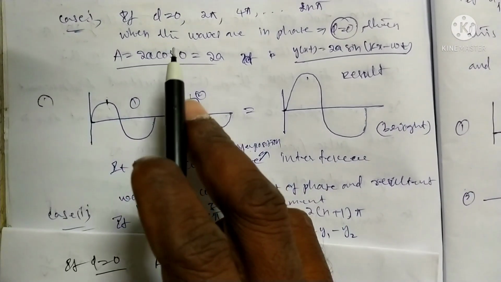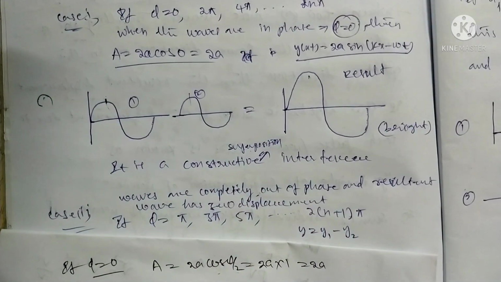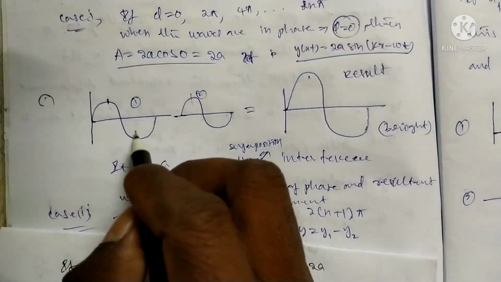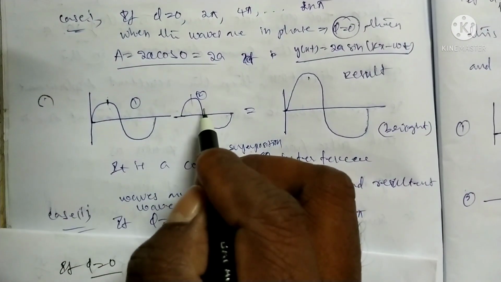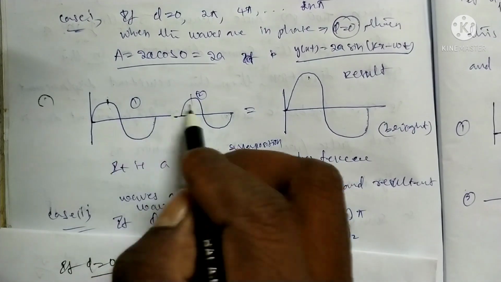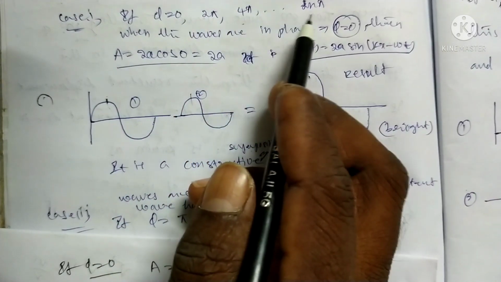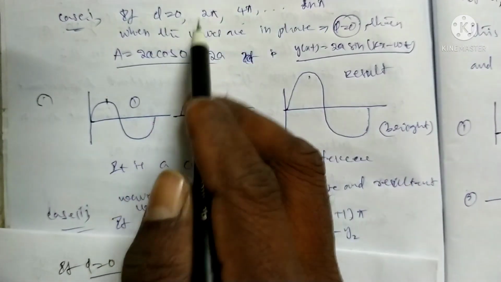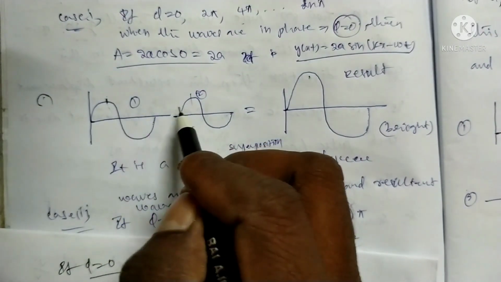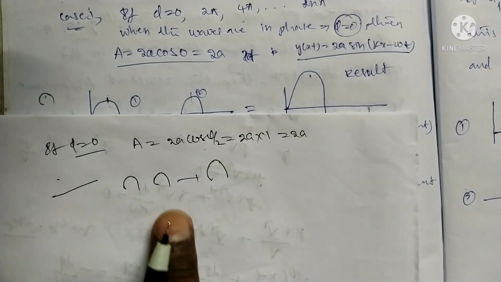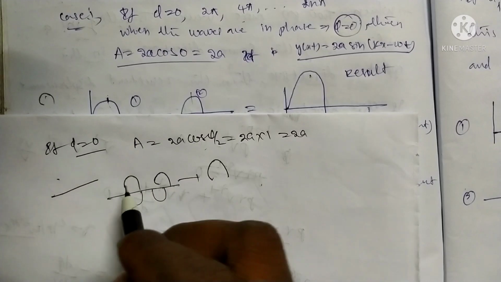This case occurs when the two waves are in phase. In phase means the same phase, crest and crest together, so the phase difference is 0. The phase difference is 0, or 2 pi, or 4 pi, or n pi. When the phase difference is 0, the waves are in phase, like this. Out of phase means like this. In phase means like this.